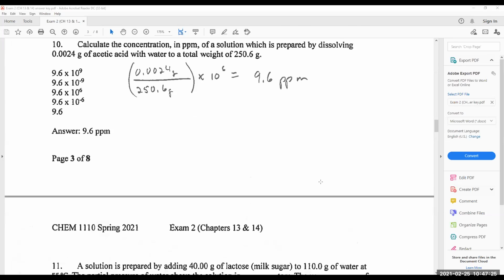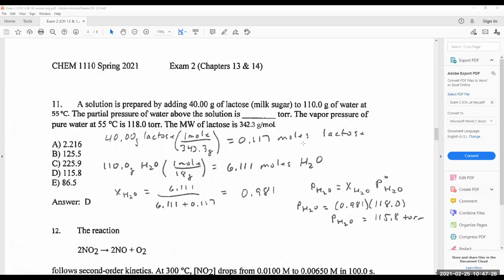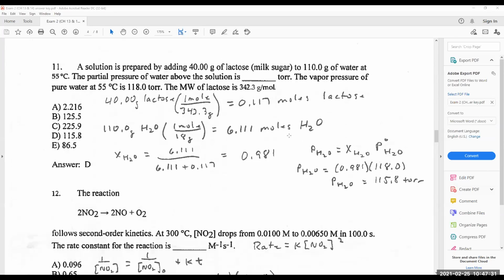Okay, so number 11. In number 11, we're told that we have a solution that was prepared by adding 40 grams of lactose to 110 grams of water at 55 degrees C. And then we want to know what the partial pressure of water is above this solution. Some of the other information we're given is the vapor pressure of pure water at this temperature is 118 torr, and the molecular weight of lactose is 342.3.